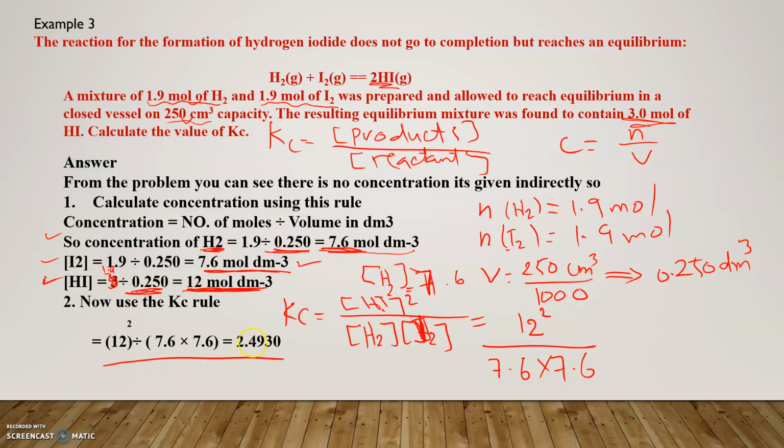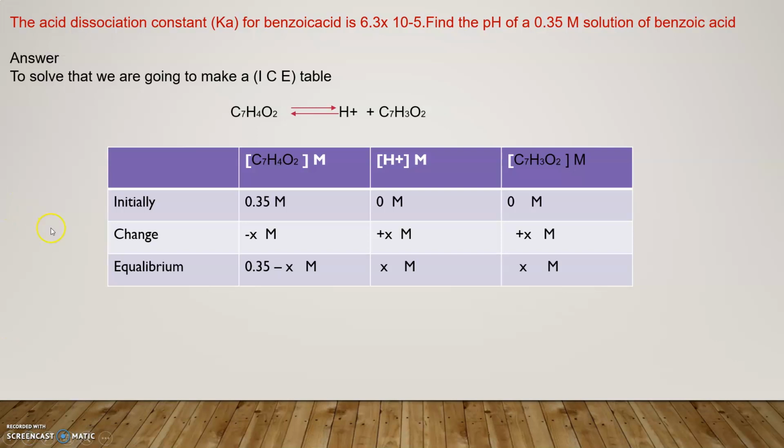It's 2.4930. About the unit, here you have mole squared dm minus 6 because it's power of 2, you have to square that too. And here you have mole dm minus 3 times mole dm minus 3. So 1 mole goes with 1 mole, the other mole goes with the other mole, 1 dm goes here, and the other one goes here. So it's just 2.4930. Check that.